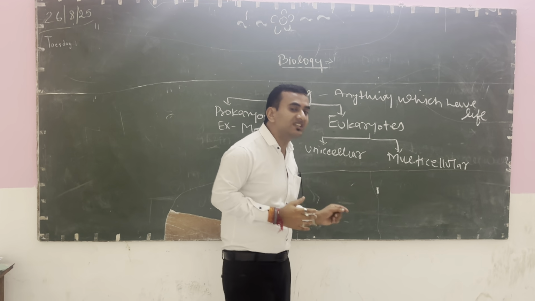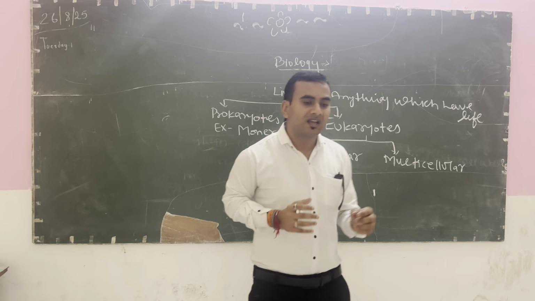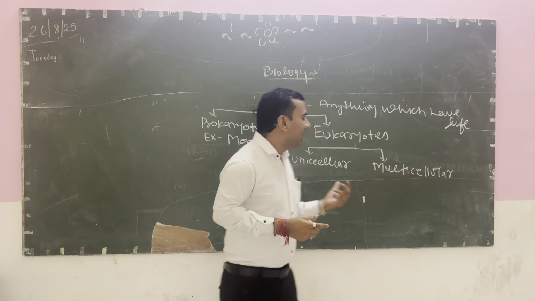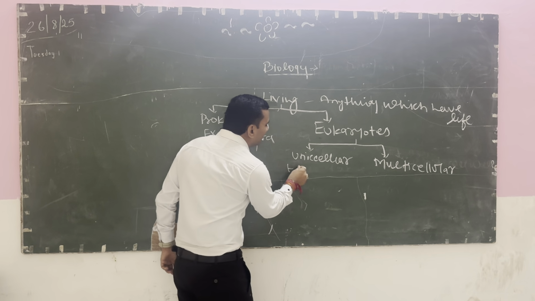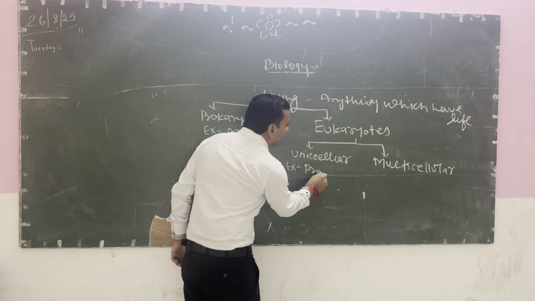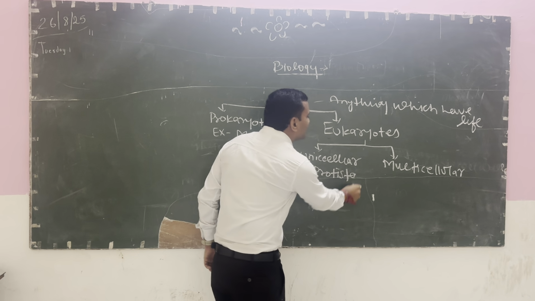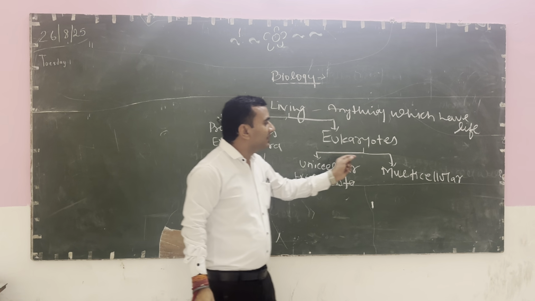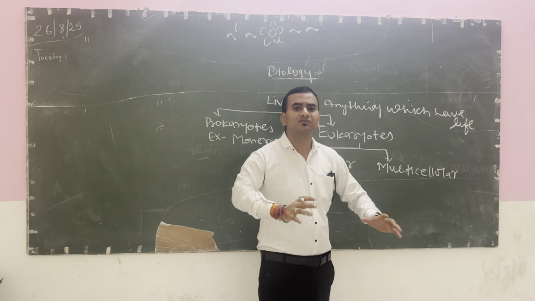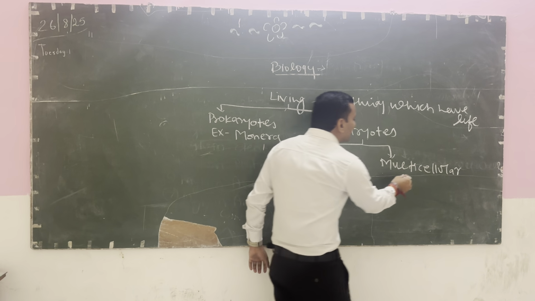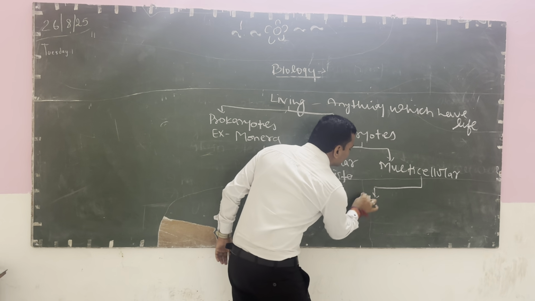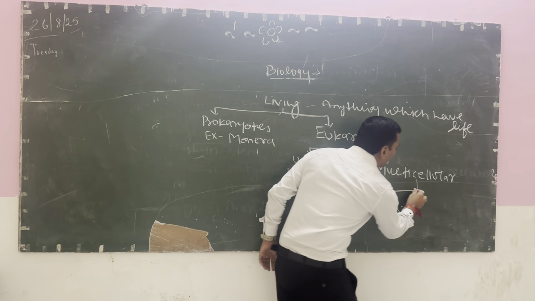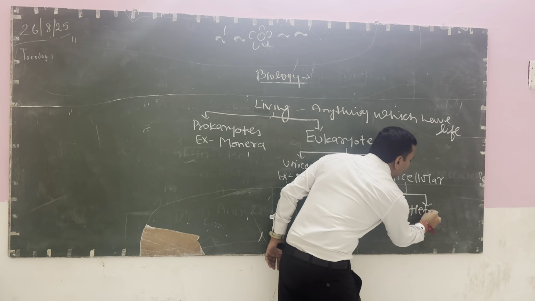The second one is unicellular. Unicellular means single, cellular means cells. The organisms which are composed of a single cell. And the example of unicellular is kingdom Protista. All the members of kingdom Protista are included in this kingdom. Okay. And the third one is multicellular. Multicellular means the organisms which are composed of multiple cells. Multicellular is further classified into two parts: autotrophic and heterotrophic.